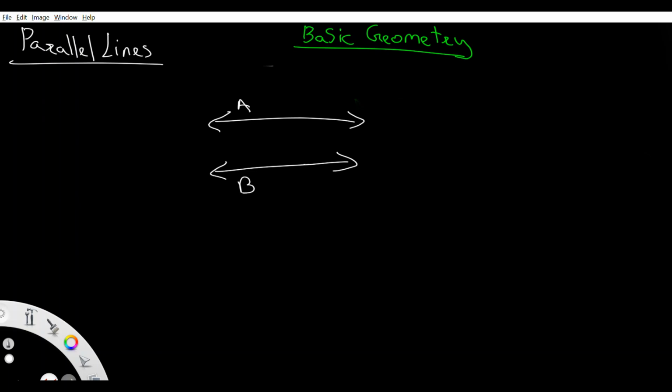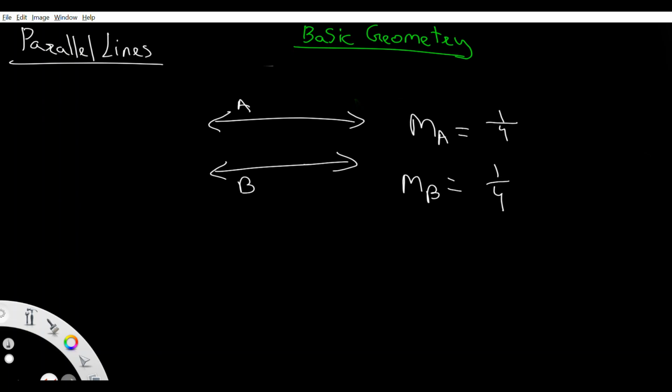Now parallel lines also have the same slope, or the gradient. We will learn more about gradients and slopes when we look at linear equations in future videos. For now, all you need to know is that the gradient of M, and this is how you write it, M is the gradient, and the gradient of A is equal to, let's say, 1/4, and the gradient of B would also be 1/4.